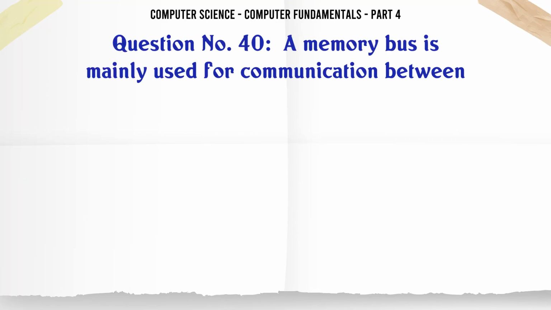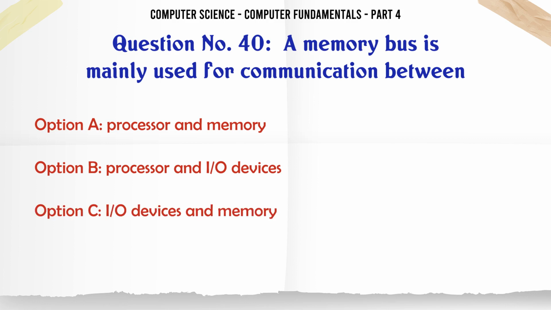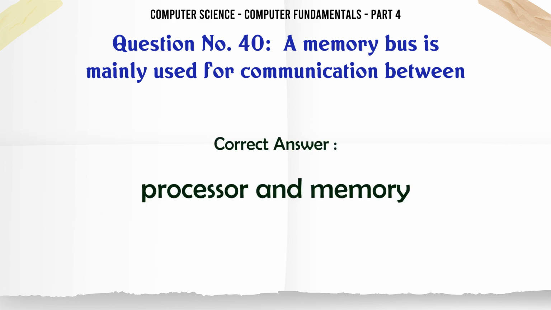A memory bus is mainly used for communication between A. Processor and memory, B. Processor and I/O devices, C. I/O devices and memory, D. Input device and output device. The correct answer is processor and memory.